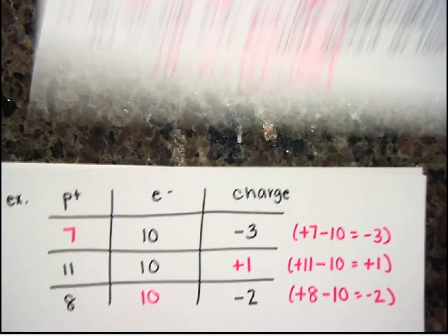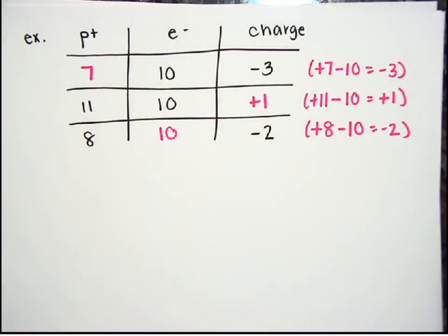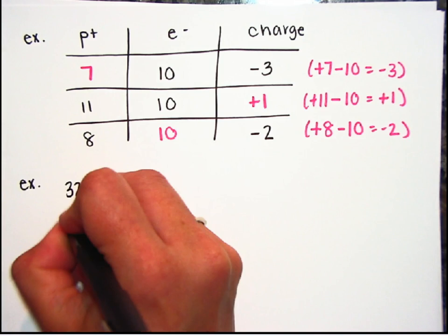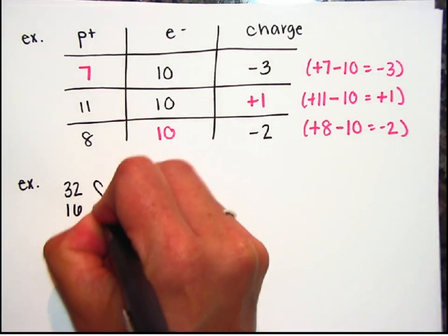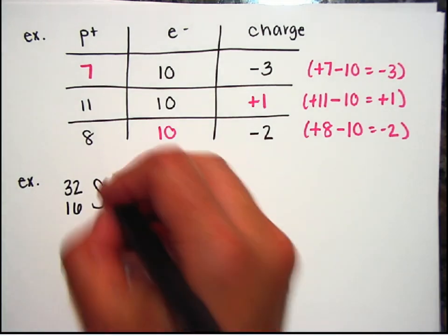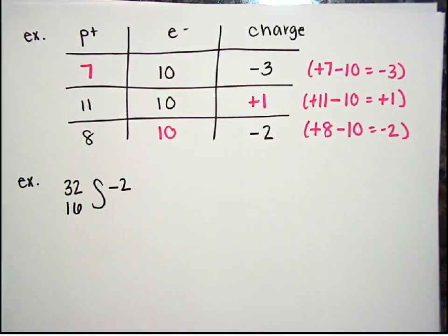Last example for ions. Let's get back to that notation. This is what it would look like if it were an atom. So atoms don't have a charge. If it were an ion, the charge would go in the upper right corner.